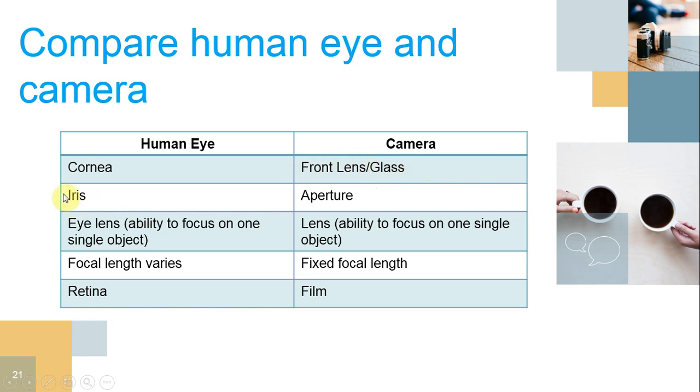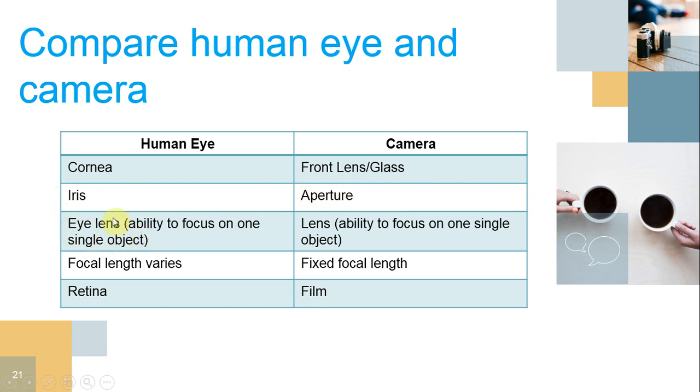In the human eye, the iris is used to control the size of the pupil. That means it controls how much light enters into the eye. In a camera, the aperture is also just like a slit. It controls the shutter speed. It controls the amount of light.